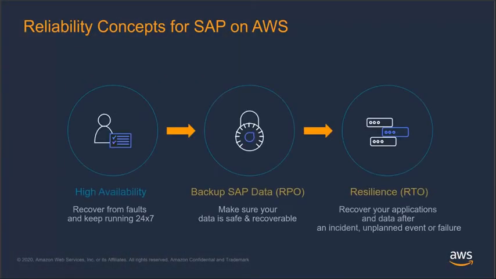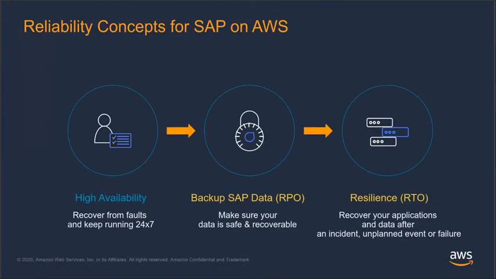Thank you, Kim. So, reliability concepts for SAP on AWS. Firstly, let's look at high availability. Really, this is the ability to recover from a fault. Can I fail over to reduce business disruption? Can I do this 24/7? These are the important concepts that underpin our service for SAP on AWS.